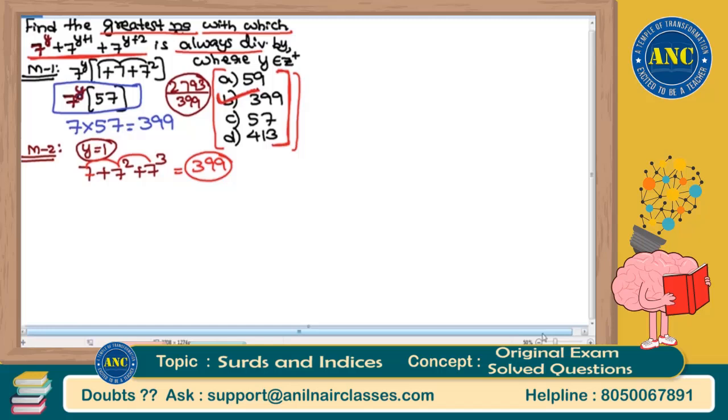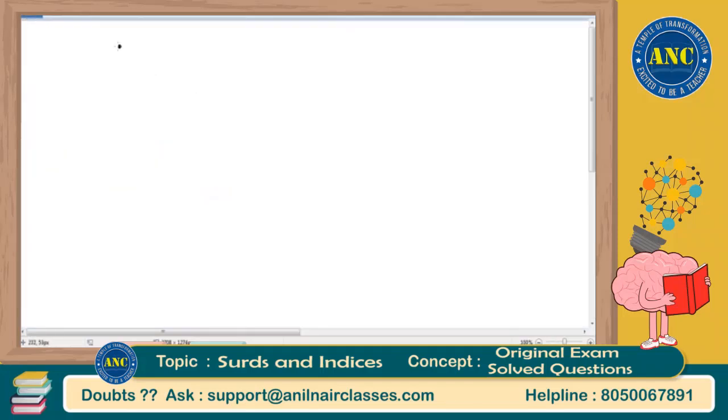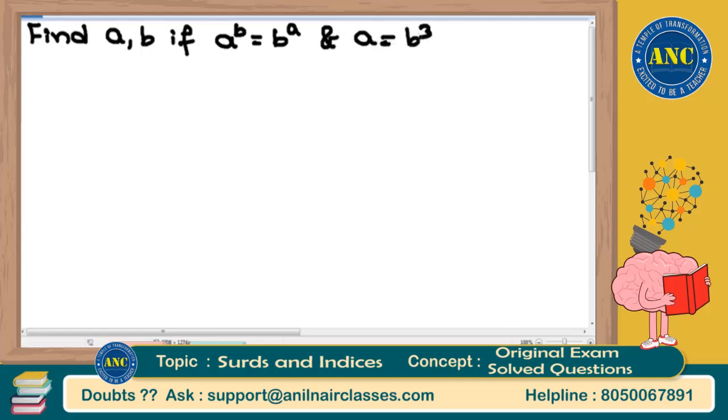I am writing the question here on the screen. Listen carefully. Very good question. Your question is: find the values of A and B, if A power B is equal to B power A and A is equal to B cube, such that A and B are positive integers. Right? A and B are positive integers.